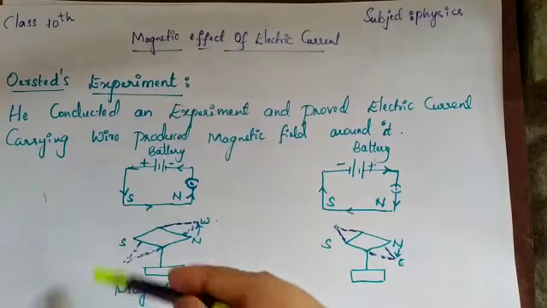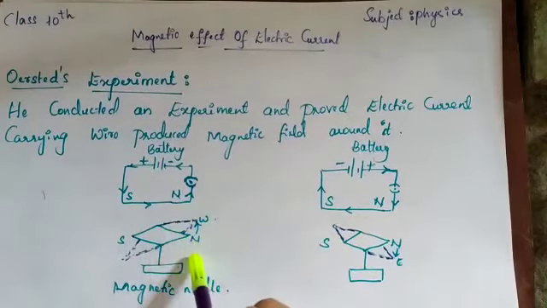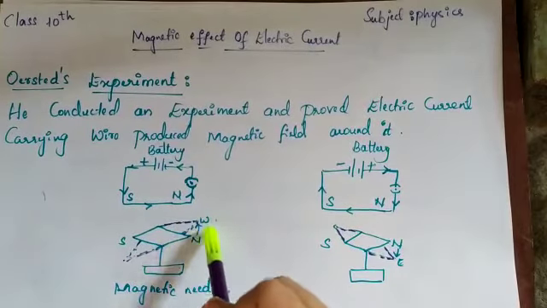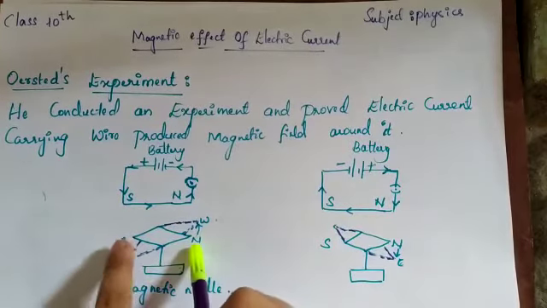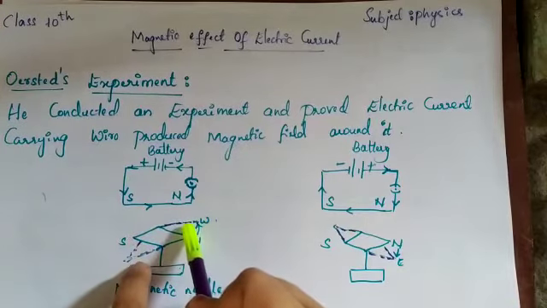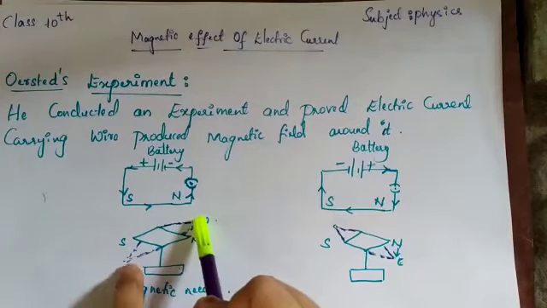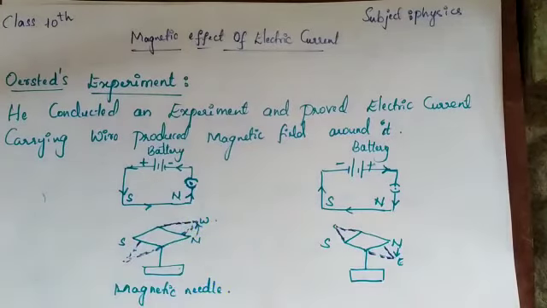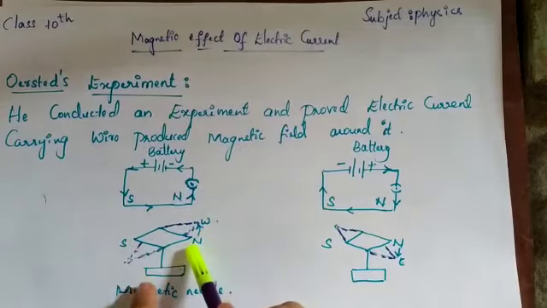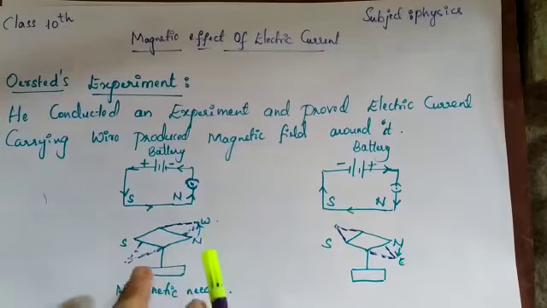When electricity is passed from the south direction to the north direction, the deflection will be towards the west. That means this magnetic needle will rotate like this in the upward direction. The north will go upward and the south will come downwards. So you can assume it in two possible ways. When electricity passes from south to north, the north position will move to the west direction. That is one thing you can say.